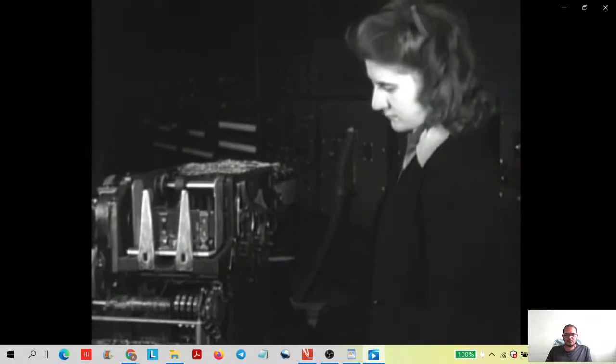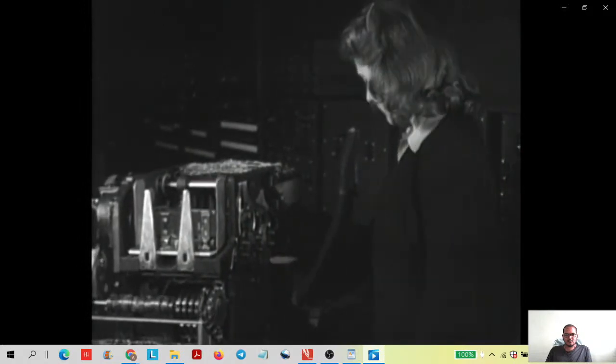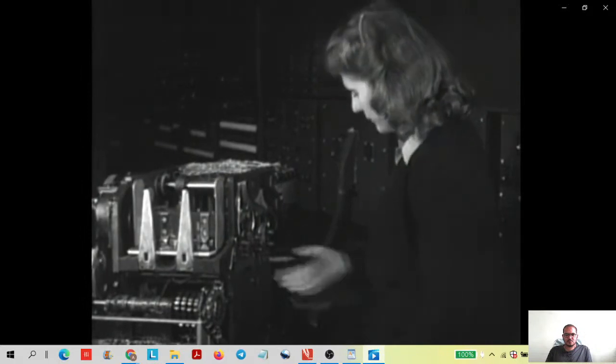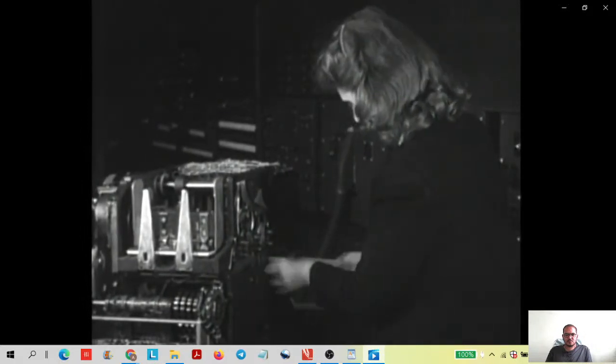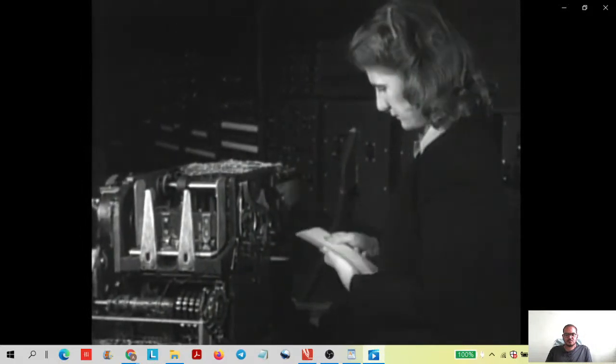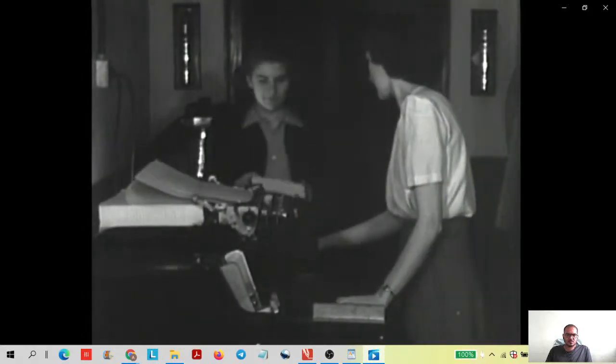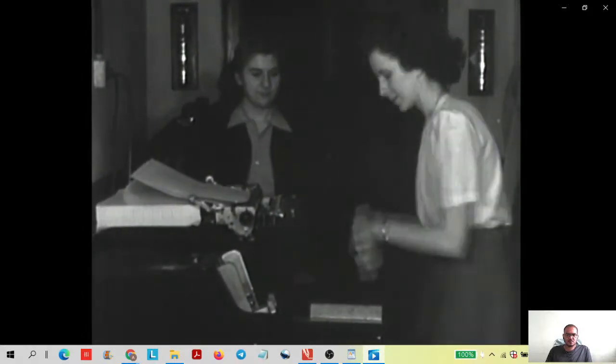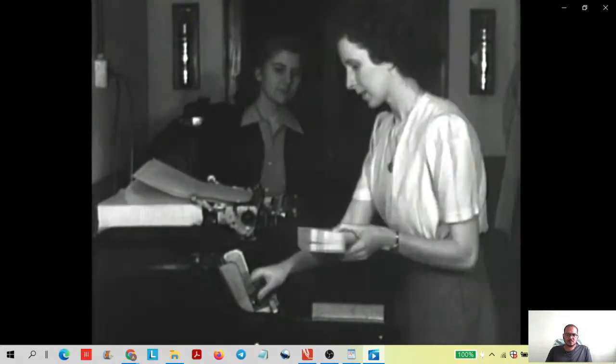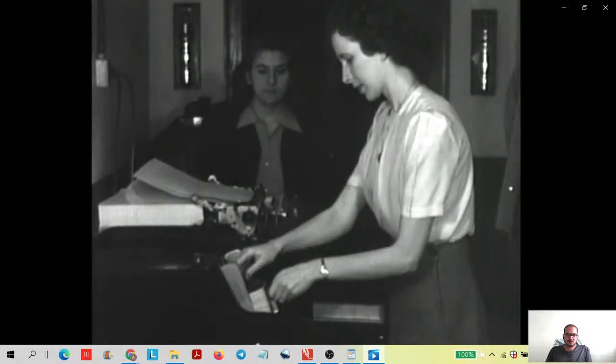ENIAC was initially designed to calculate artillery firing tables for the United States Army's Ballistic Research Laboratory. A typical ballistics calculation that previously might have taken 12 hours using a desktop mechanical calculator could now be done in just 30 seconds. The ENIAC's other applications included weather prediction, atomic energy calculations, cosmic ray study.